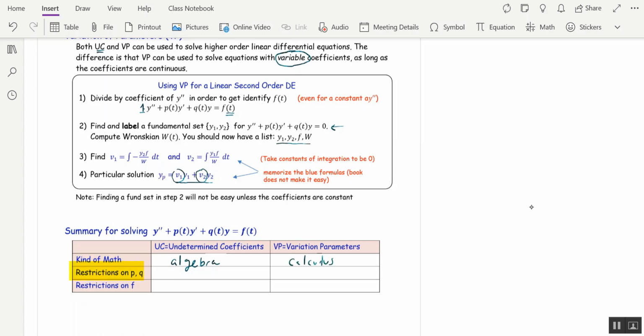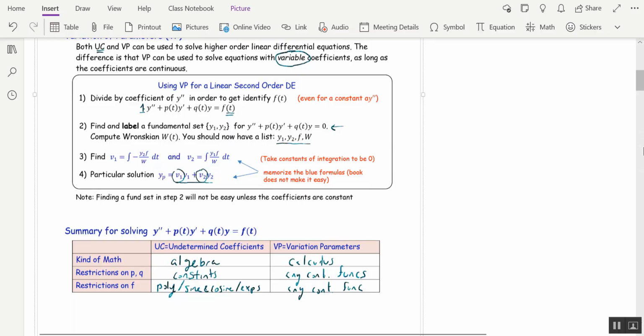Restrictions on P and Q. For UC, P and Q must be constants. For VP, they can be any continuous functions. Restrictions on the driving function f. Well, again, for UC, there were quite a few restrictions. F could only be a polynomial, sine and cosine, exponentials, or a finite sum and product of those functions. For variation of parameters, it's just any continuous function.